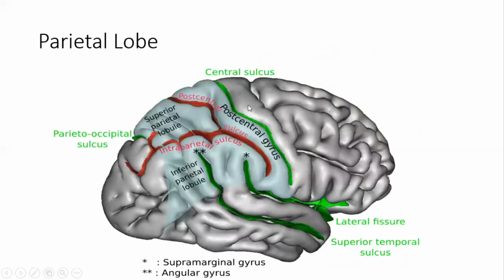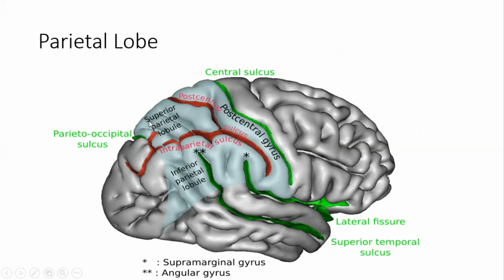Now let's go to the parietal lobe. We said the parietal lobe is posterior to the frontal lobe. This is the central sulcus. Posterior to the central sulcus, we have the post-central gyrus. This one over here.